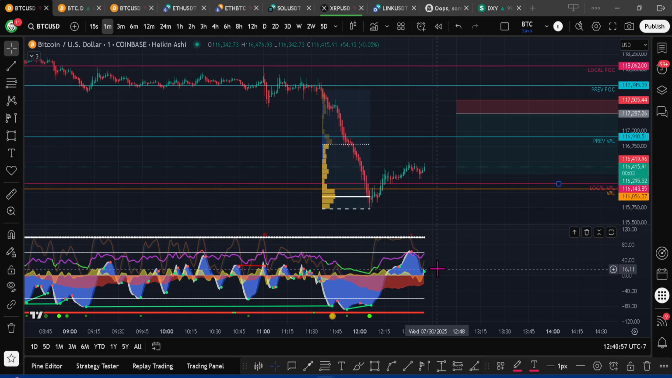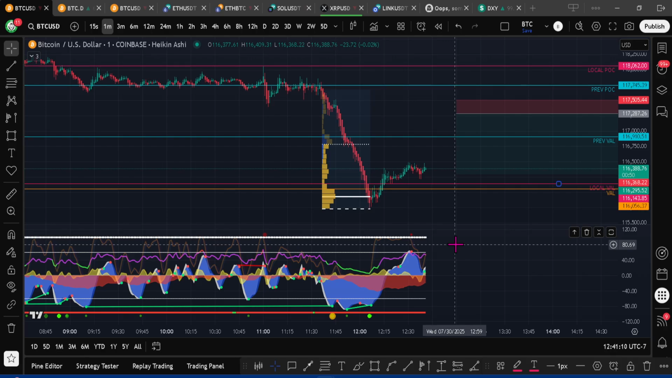Got a little bounce here. We still want to see the money flow continuing up. This will be an excruciating level. Rejected from the 60. It's an excruciating level.